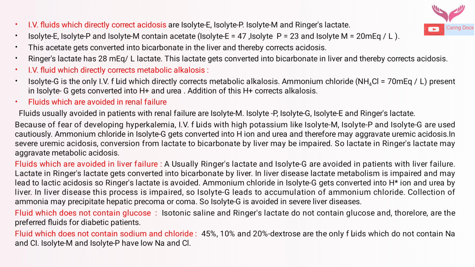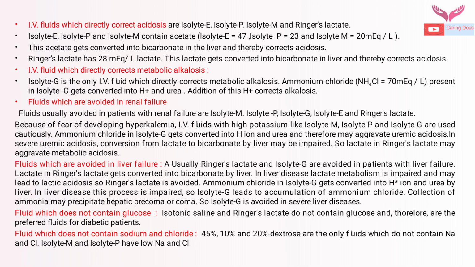Ammonium chloride in isolyte G gets converted into hydrogen ion and urea in the liver, and in liver disease this process is impaired, so isolyte G leads to accumulation of ammonium chloride, and the collection of ammonia may precipitate hepatic coma or precoma. So isolyte G is also avoided in severe liver diseases.